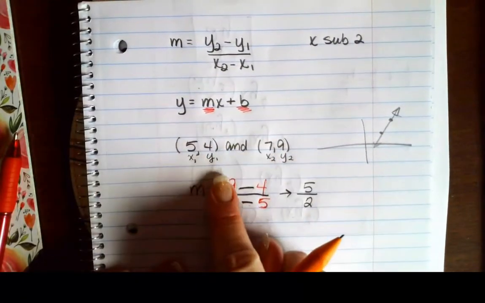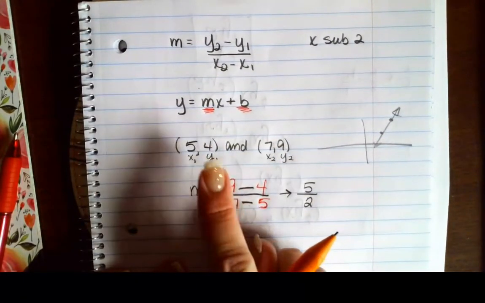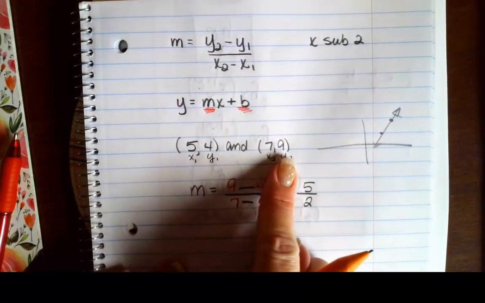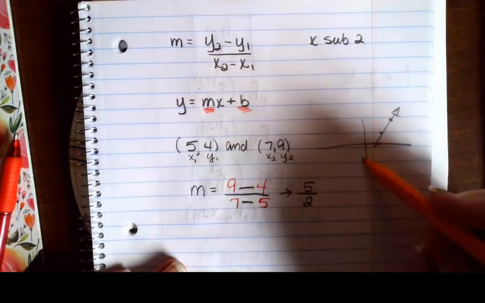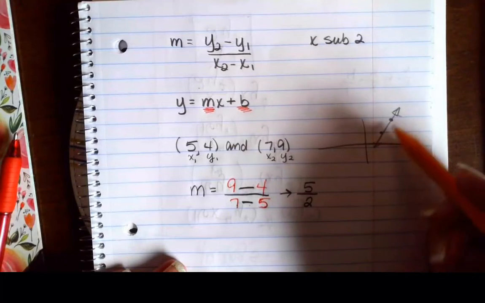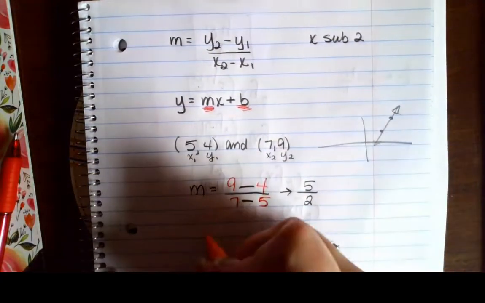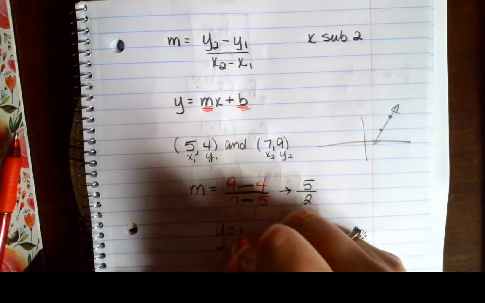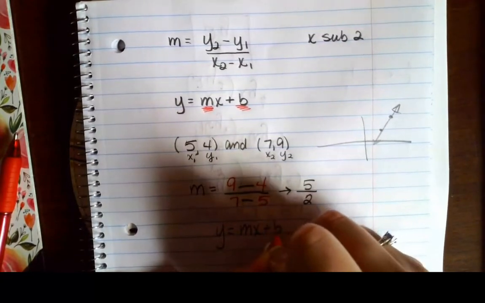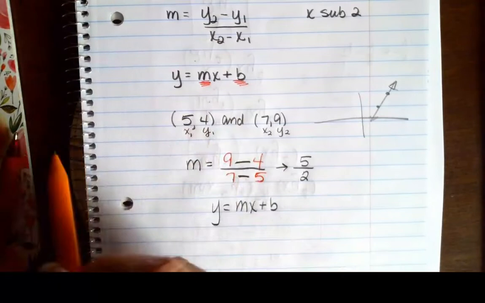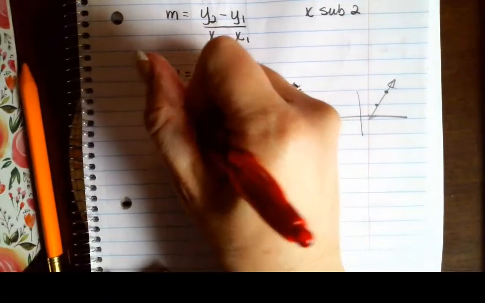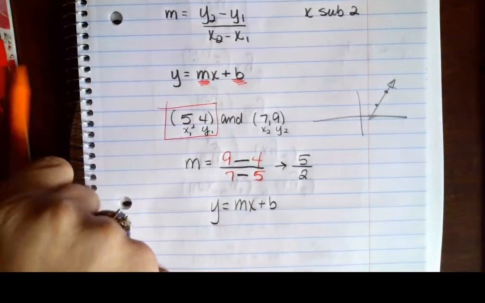Now I'm going to grab either point. I don't care which one. You grab this one if it makes you happy. You grab this one if it makes you happy. Because there's an infinite number of points on the line. We need one in order to find out what the rest of this equation is. So I have y equals mx plus b. And we're just going to grab this point because it's the first one I wrote down.